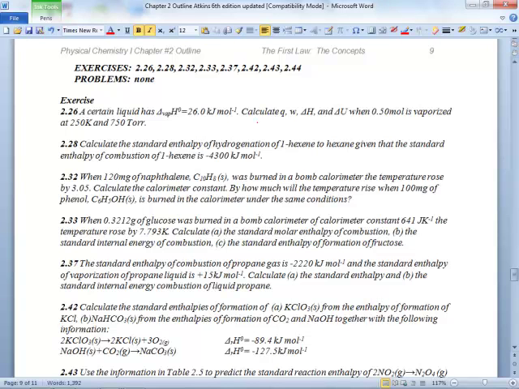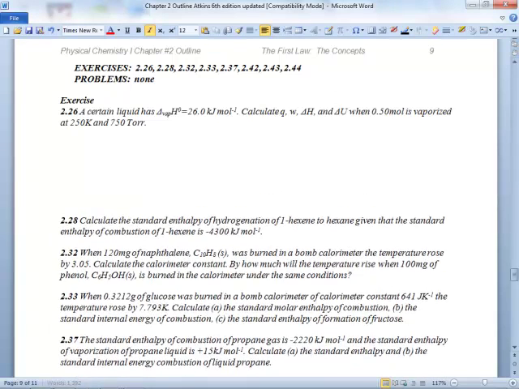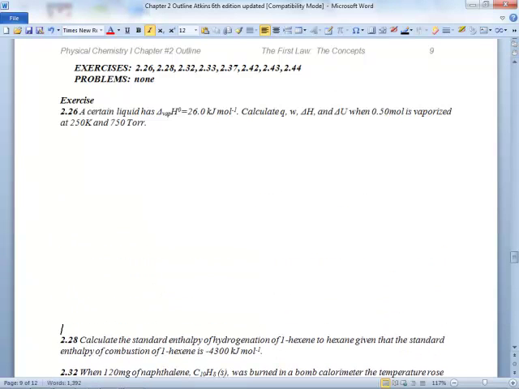Oh, we don't need that. It's all right here. Okay. A certain liquid. Any other questions before we do this? A certain liquid has standard enthalpy of vaporization 26 kilojoules per mole. Find Q, W, delta H, delta U. 0.5 moles is vaporized, at 250 Kelvin, 750 torr.